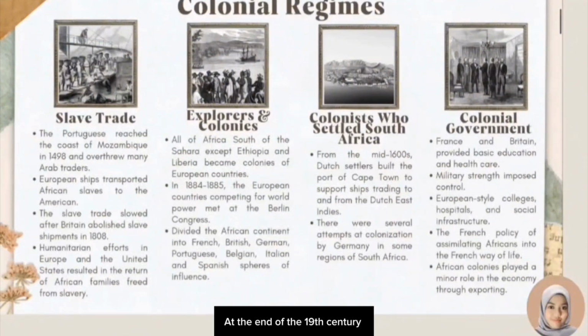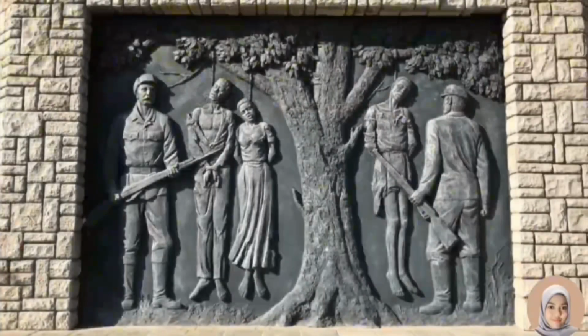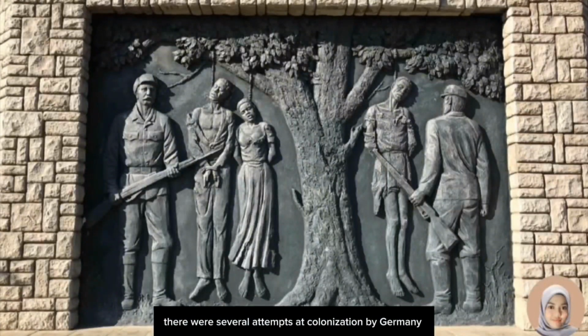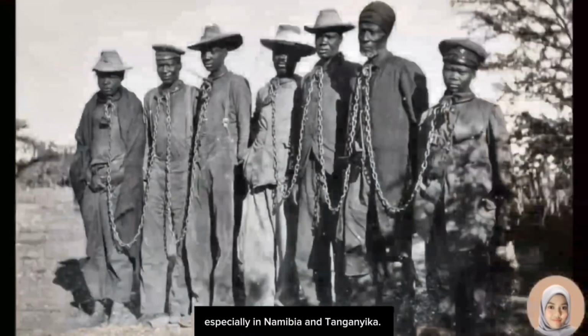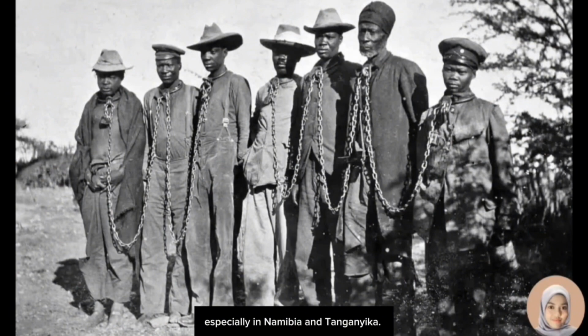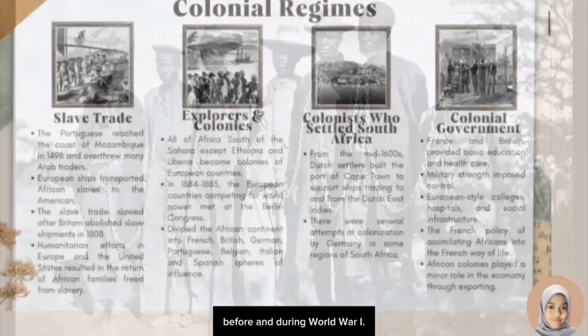At the end of the 19th century and the beginning of the 20th century, there were several attempts at colonization by Germany in some regions of South Africa, especially in Namibia and Tanganyika. Namibia was known as a German colony before and during World War I.